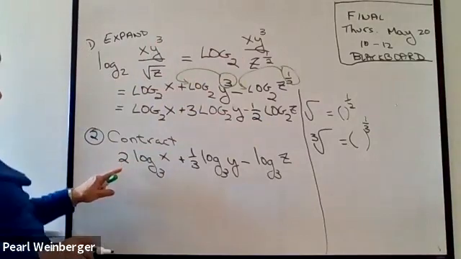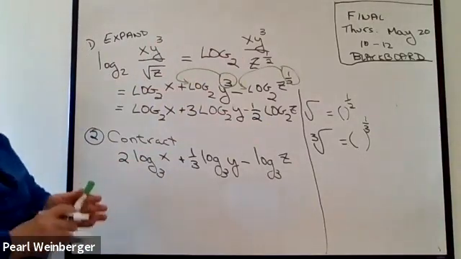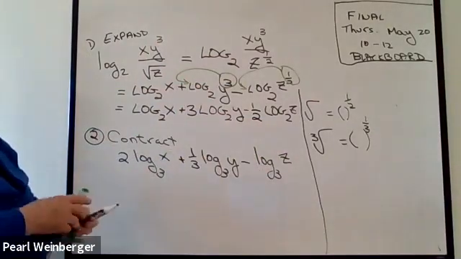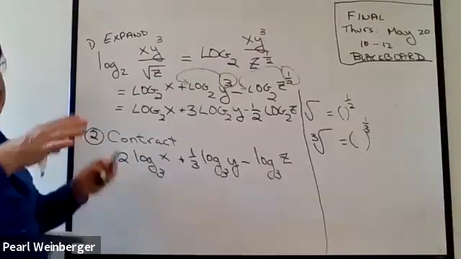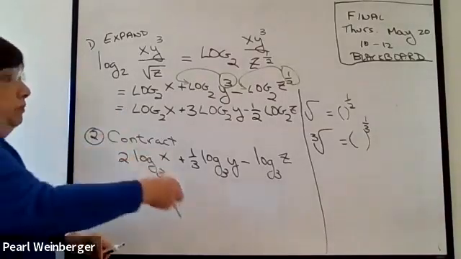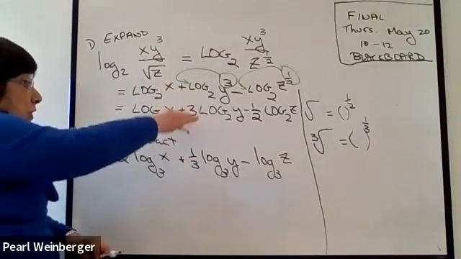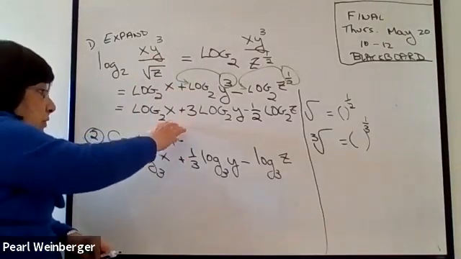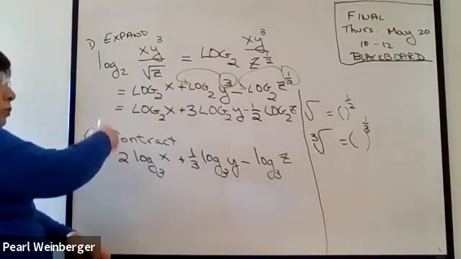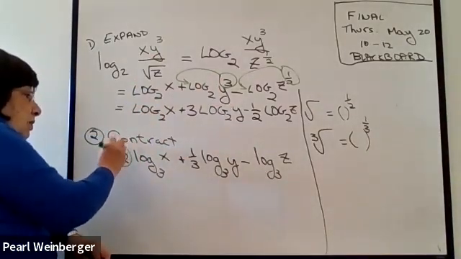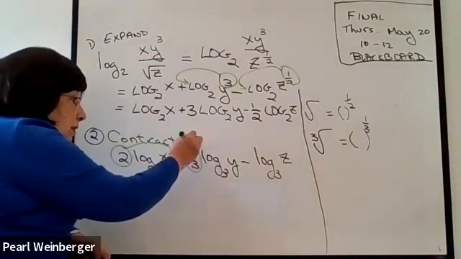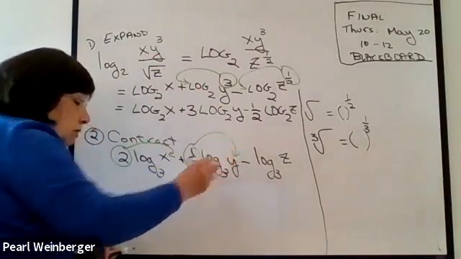This bottom one is doing just the opposite. It's already expanded. How do we go back to the contracted, the single version? Well, we follow steps backwards. Over here, the second step we did was we took the exponents and made them the coefficients. So when we're going backwards, we want to take the coefficients and make them back into their exponents.